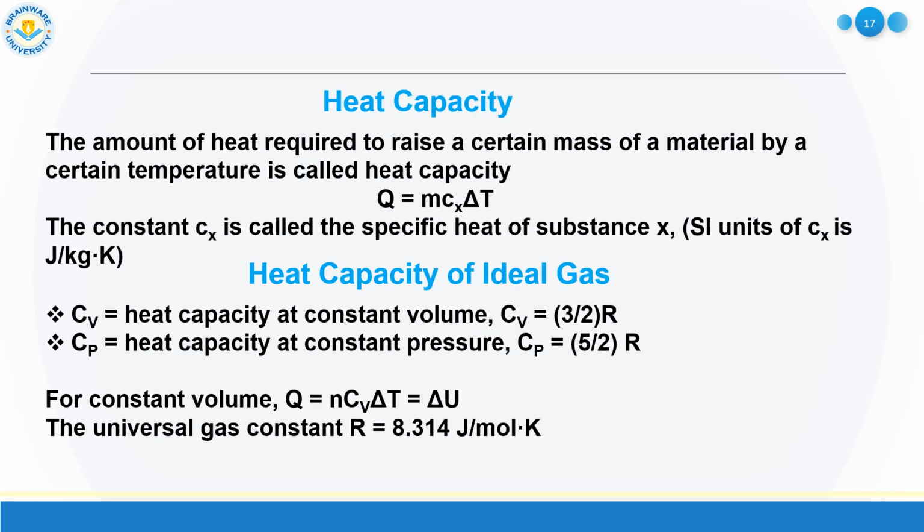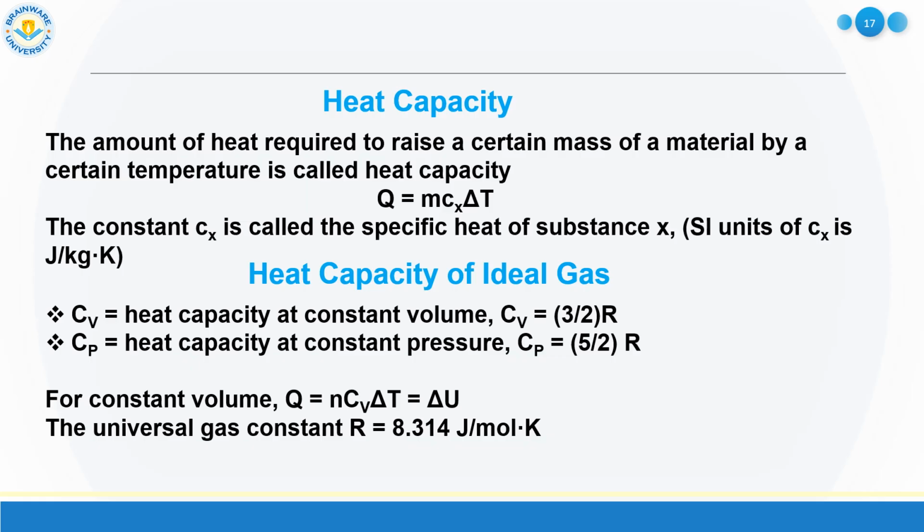Now let us describe heat capacity. So what is heat capacity? Heat capacity is the amount of heat required to raise the temperature of a substance by 1 degree. Specific heat capacity is the amount of heat required to raise the temperature of a particular amount, like 1 gram or 1 kilogram of substance, by 1 degree, and molar heat capacity is defined as the heat required to raise the temperature of 1 mole of substance by 1 degree.